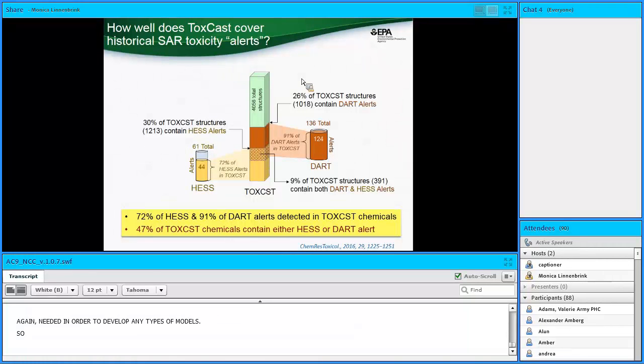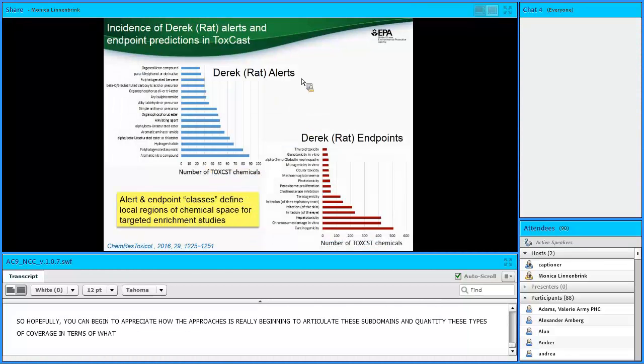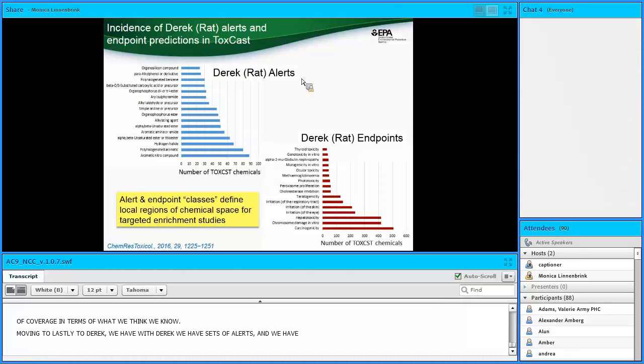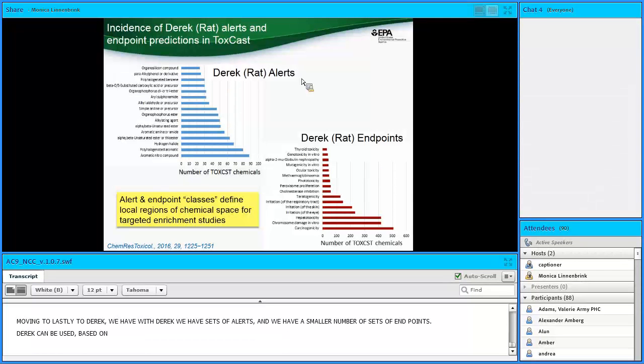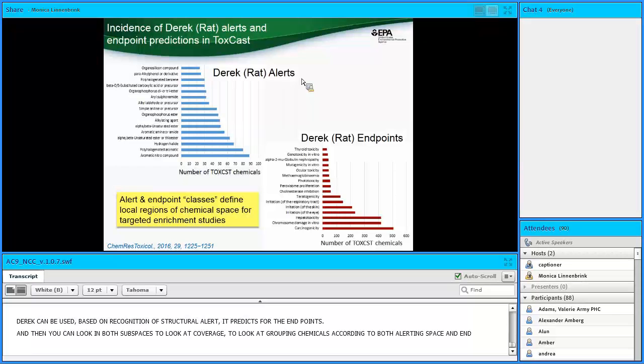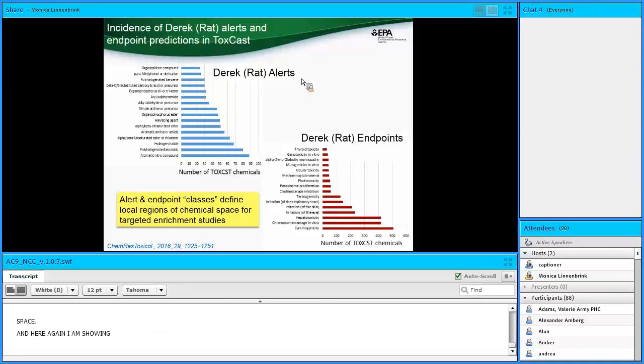So hopefully you can begin to appreciate now the power of these approaches is really beginning to articulate these subdomains and quantify these types of coverage in terms of what we think we know. Moving lastly to Derek, with Derek, we have sets of alerts, and we have a smaller number of sets of endpoints. Derek can be used based on recognition of structural alerts. It predicts for the endpoints. And you can look in both subspaces to look at coverage, to look at grouping chemicals according to both alerting space and endpoint space. And here again, I'm just showing the number of ToxCast chemicals in each one of these subcategories. These are potential candidates for further exploration within these subsets.